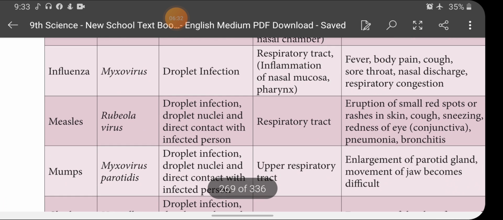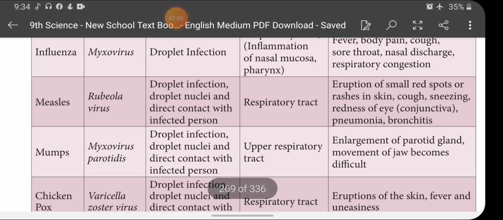Next, influenza. Influenza is also caused by a virus called myxovirus, and it also spreads by droplet infection. The region infected is the respiratory tract, that is inflammation of the nasal mucosa and pharynx. Symptoms are fever, body pain, cough, sore throat, nasal discharge and respiratory congestion.